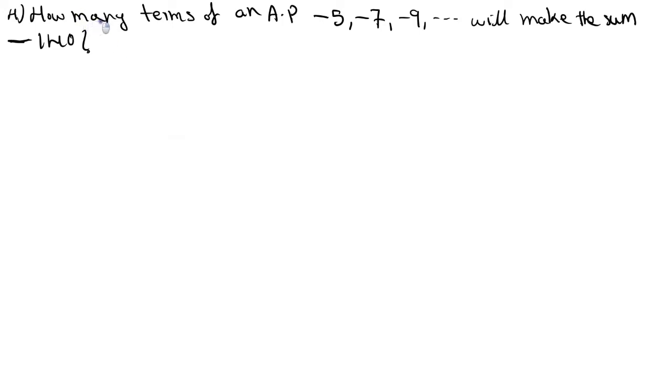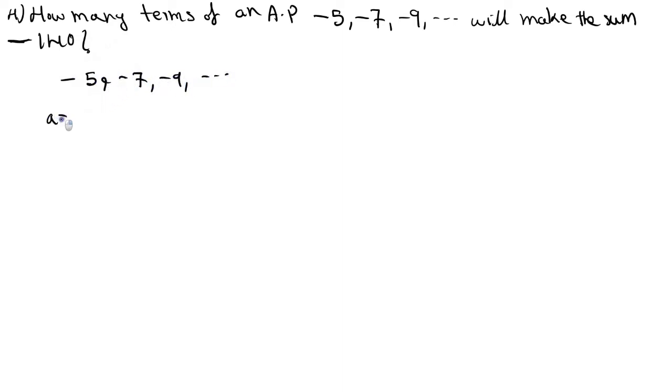See the next question. How many terms of an AP -5, -7, -9, ... will make the sum -140? That means here a sequence is given, right? -5, -7, -9. If you add this sequence, how many terms are required to get sum -140? Consider the sequence -5, -7, -9.